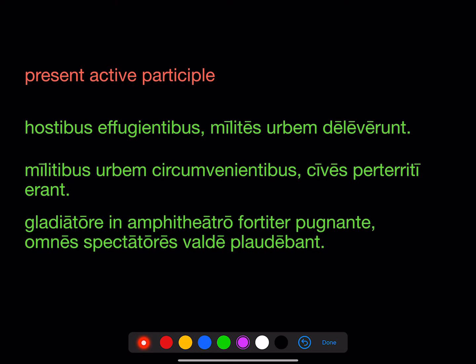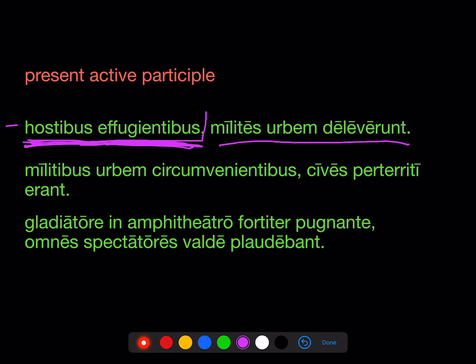So first, some examples with the present active participle. I'll start here. Hostibus effugientibus milites orbem deleverunt. So here's our ablative absolute. We've got a noun in the ablative and a present active participle that modifies it. With the enemies escaping, the soldiers destroyed the city. So with the enemies escaping.